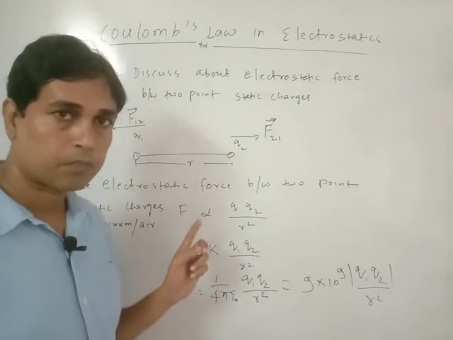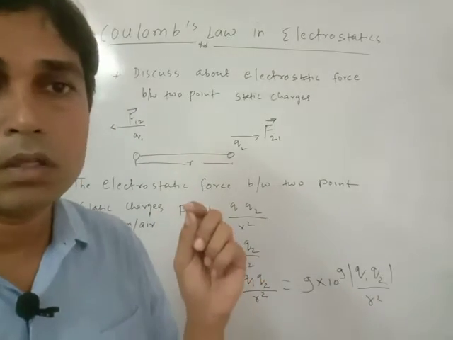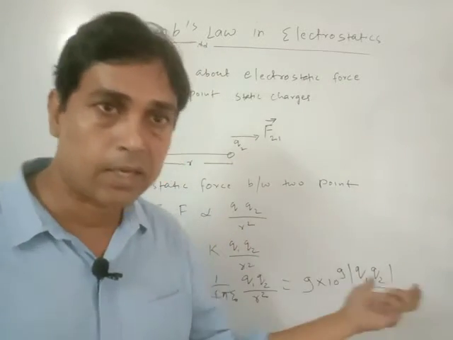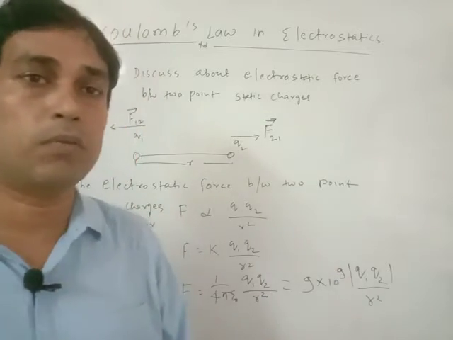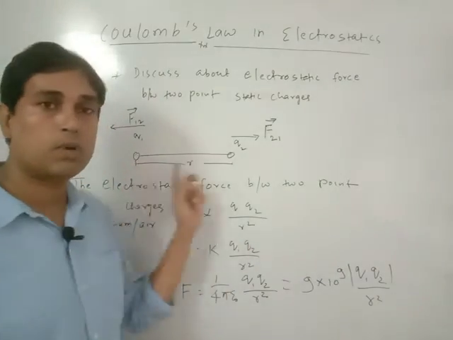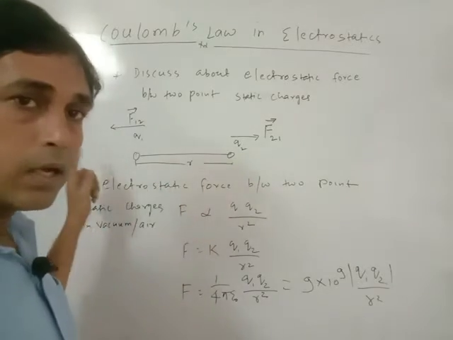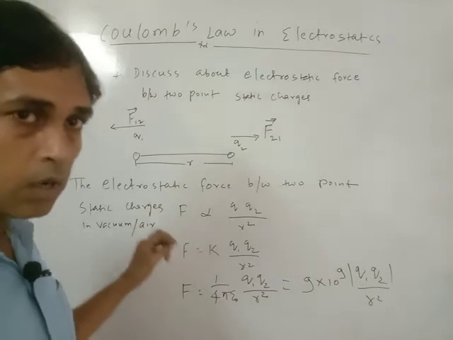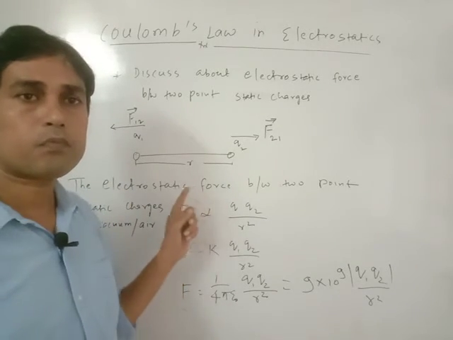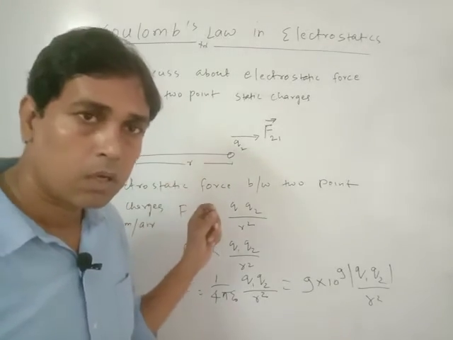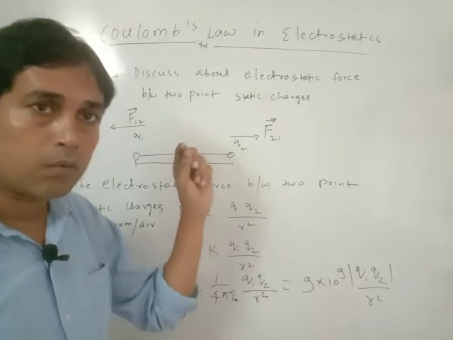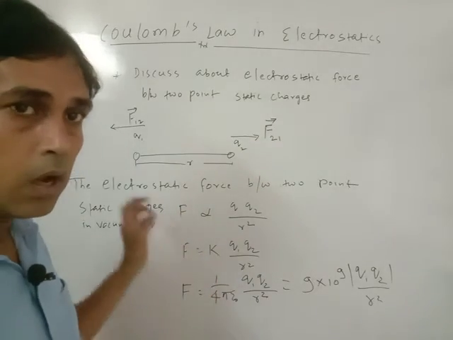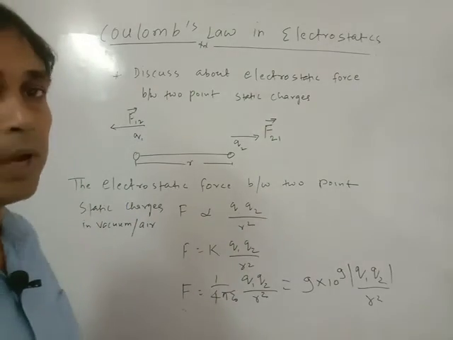Dear students, electrostatic force is a central force and a conservative force, because it acts along the line joining the two given charges Q1 and Q2, and it is independent of the path followed. It is conservative because the work done by the electrostatic force on a circular path is 0, and it is independent of the path followed.